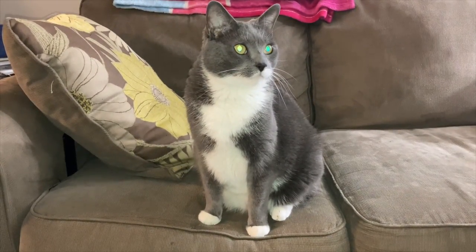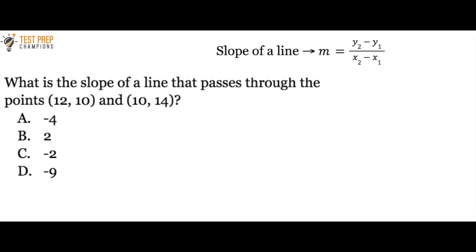No? Well, thanks anyway. What is the slope of a line that passes through the points (12, 10) and (10, 14)? Is it A, B, C, or D?